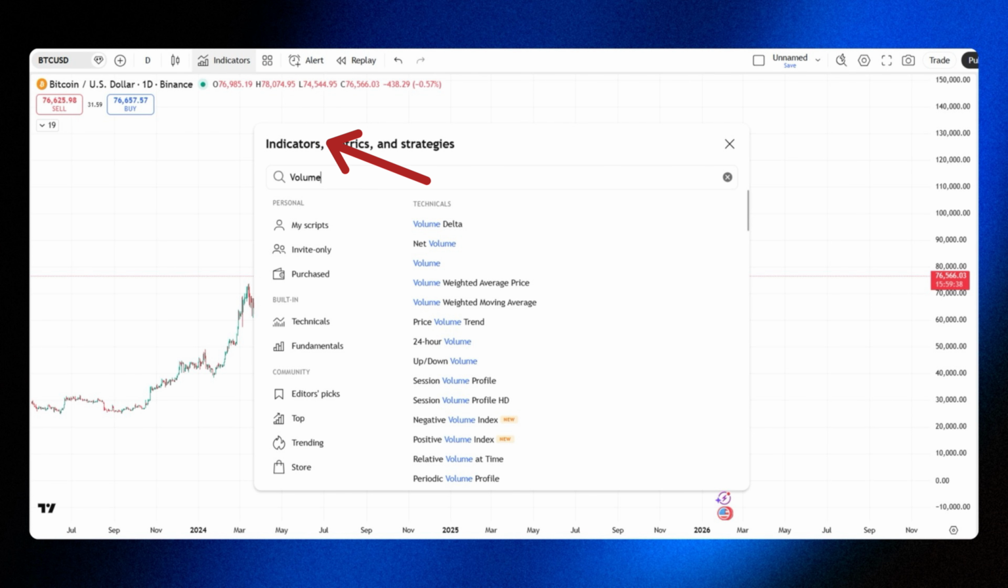Now let's talk about divergences. A divergence happens when price makes a new high or a new low, but the RSI doesn't, and that's how you can spot weakening momentum. Regular bearish divergence is when the price makes higher highs, but the RSI makes lower highs, and that's actually your warning. Regular bullish divergence is the actual opposite.